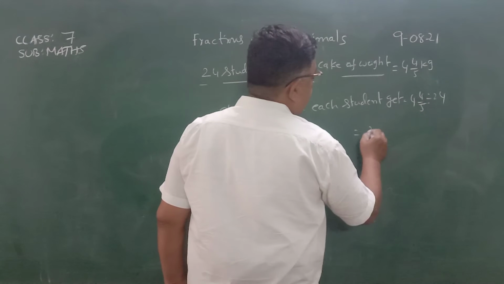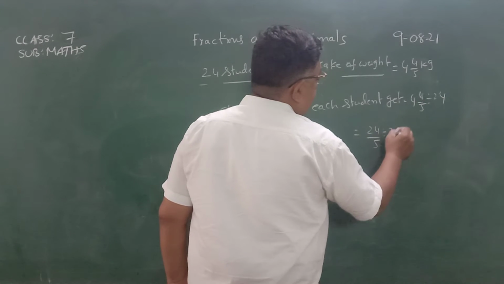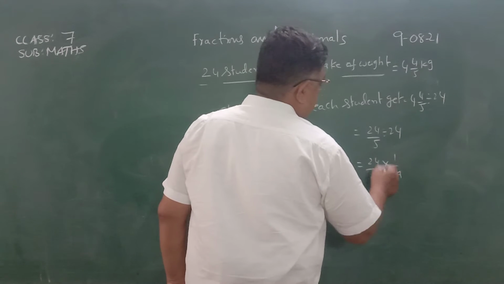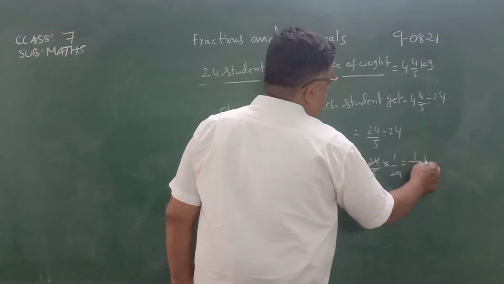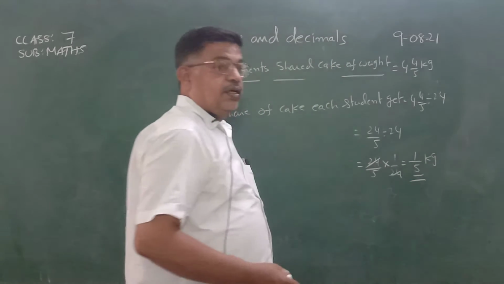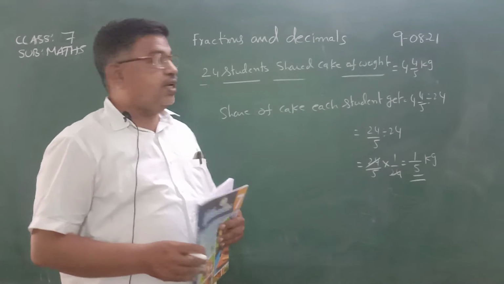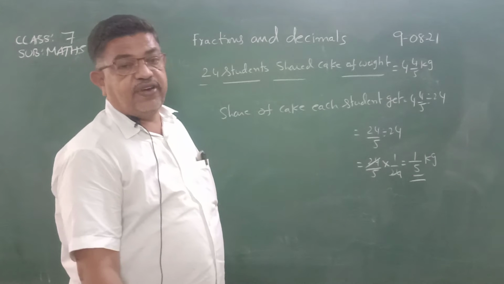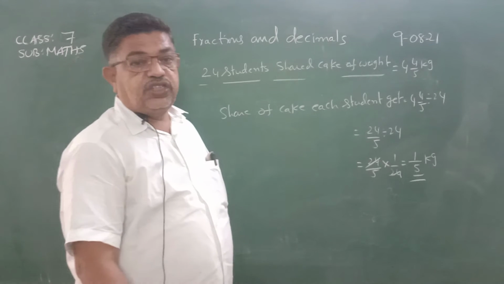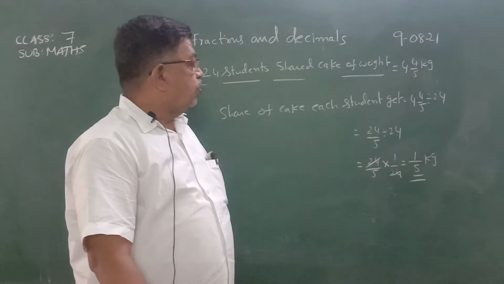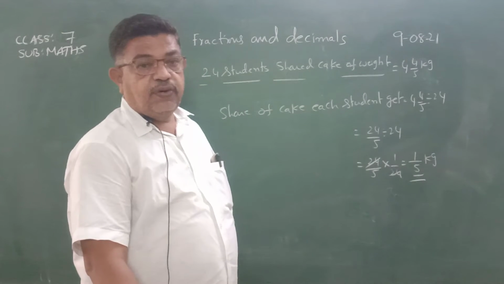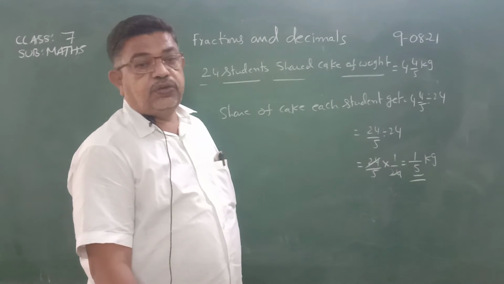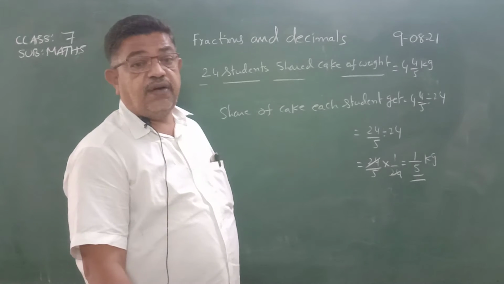4.5 is a mixed fraction, 9/2. 9/2 divided by 24 is 9/2 into 1/24. Here also this is a problem on division. 24 students are there, they are sharing a cake of weight 4.5 kgs. And what is the share of each student in terms of weight? The result gives us the weight of the part of cake each student gets. So we found the share in terms of weight.